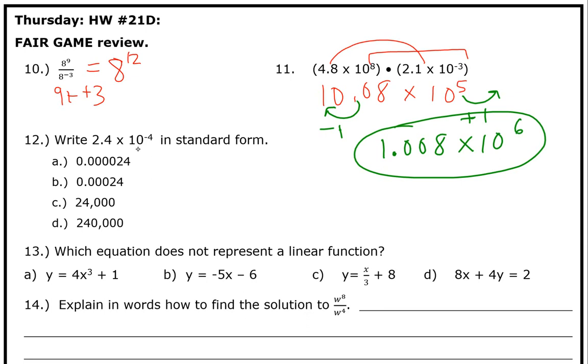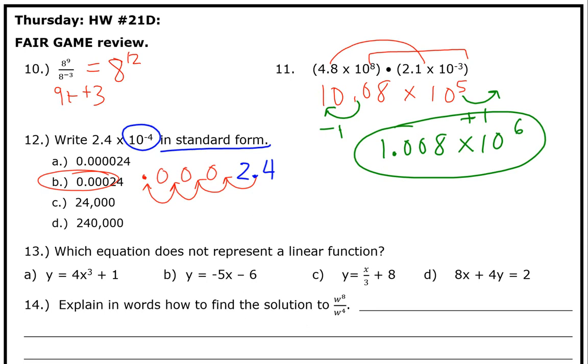Number 12. Standard form means to perform the operation of the power of 10. So I need to be 4 place values smaller. So if my coefficient is 2.4, I move 4 places smaller. Not add 4 zeros, just 4 places smaller. So remember that 2 takes up one of the places. So these other 3 will be filled with zeros.